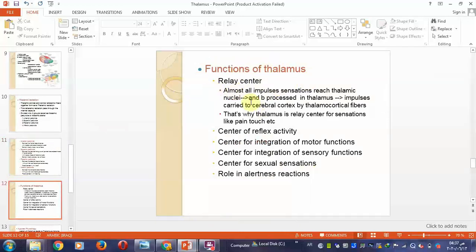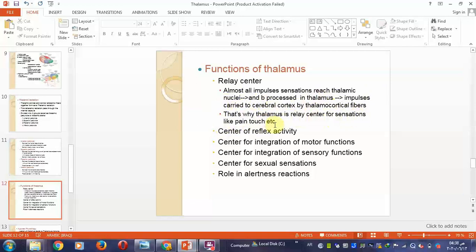Function of the thalamus: it has many connections. The afferent fibers carrying sensation and motor impulses inside the CNS should pass through the thalamus, which is considered a relay station or relay center. All impulses and sensation reaching the thalamic nuclei are processed in the thalamus, then carried to the cerebral cortex by thalamocortical fibers. That's why the thalamus is a relay center of sensation like pain, touch, etc.